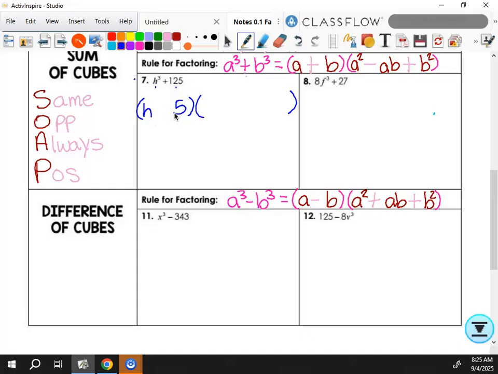Then I'm going to fill in these terms. I'm not worried about the signs yet at all. h squared, multiply the two together, 5h, square 5, get 25. So I make sure that pattern of the terms is correct first. Then I think SOAP. This is plus, so it's the same, opposite, always positive, and it's factored.